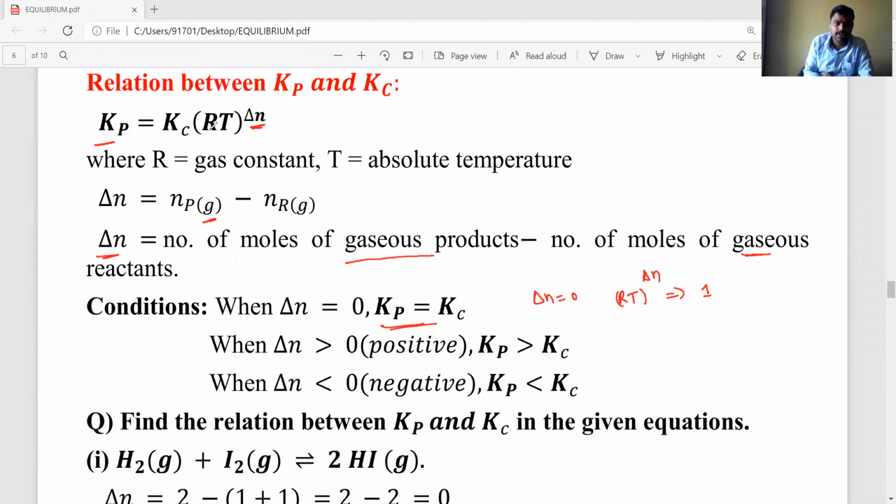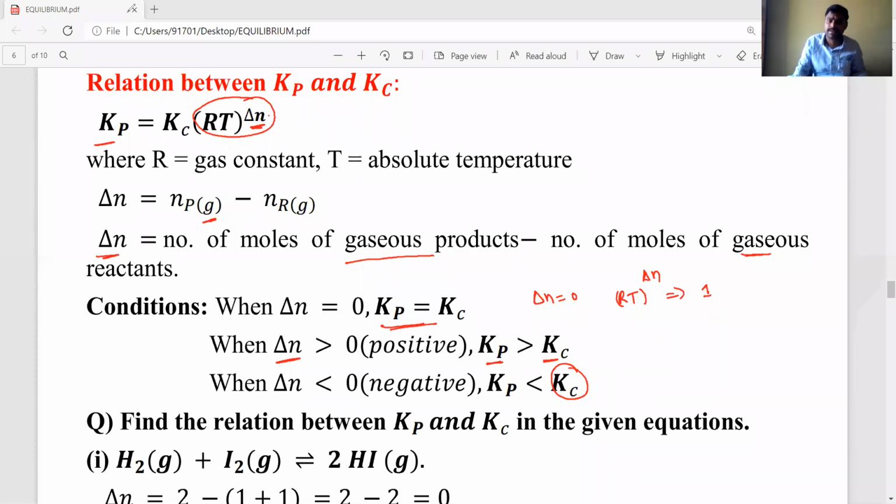If delta n is positive, it has some value. Then Kp is the product of Kc into RT, where R is the gas constant and T is temperature. Delta n may be 1 or 2 or 3, so RT power 1, 2 or 3 will come. In that case, Kp value is more. So remember, when delta n is positive, Kp is more than Kc. If delta n is negative, Kc, the equilibrium constant in terms of concentration, is more when compared to Kp.